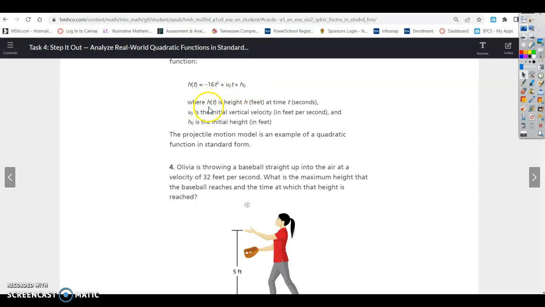Where h of t is height, so h of t right here we're solving for height, and t is in seconds, so t represents your time in seconds. V sub o is the initial velocity in feet per second. Initial means your starting point, and h sub o is the initial height in feet. So this would be your initial height where you started.